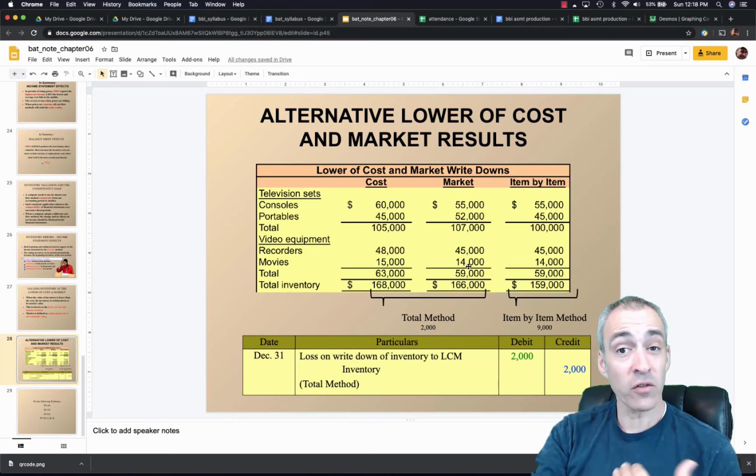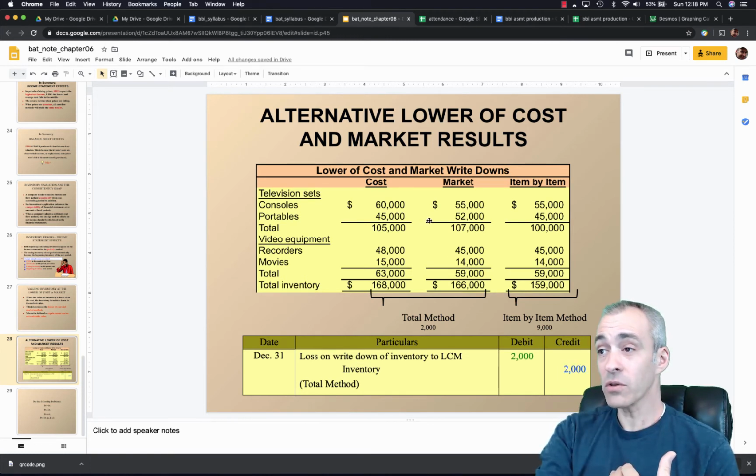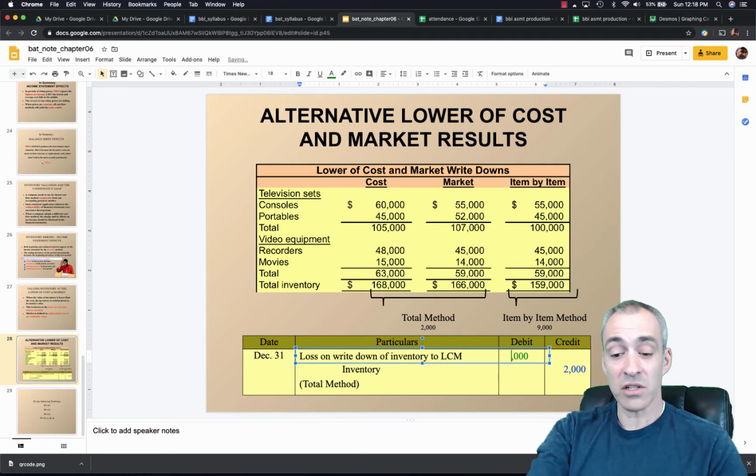So it's more conservative when you go item by item. So if you look, this is lower by 3, this is lower by 1, and that was lower by 5. That adds up to 9,000, which is what I have here. Right? So if you do it item by item and write the lower of the two, it totals 159 versus what we have right now, right? Cost is what it's at now, 168. And so then you would change this number, journal entry is the same, but you would change it to 9,000.